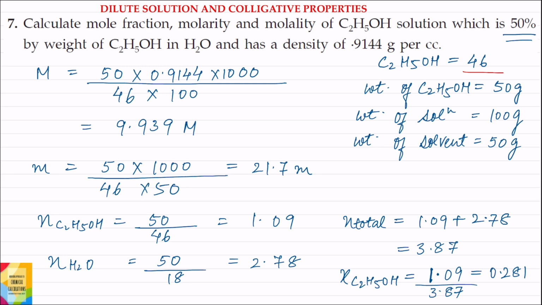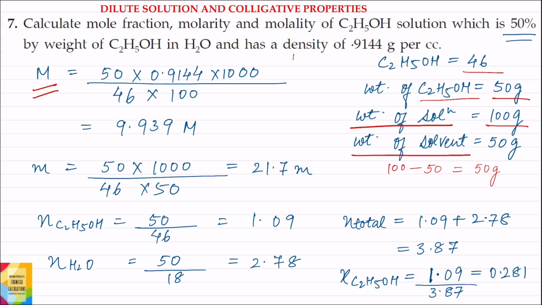Now weight percent is given, that is 50%, which means weight of solute, that is weight of C2H5OH, is 50 gram and weight of solution is 100 gram. So weight of solvent will be equal to weight of solution, that is 100, minus weight of solute, that is 50, and this is equal to 50 gram. So weight of solvent is 50 gram.